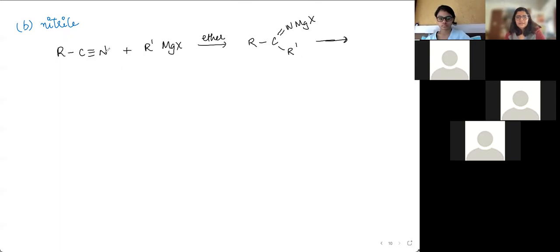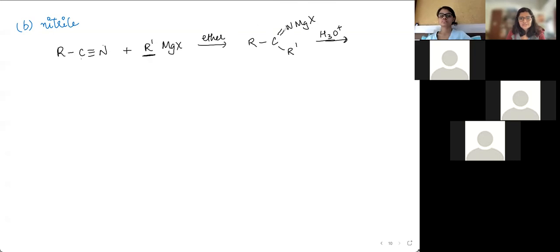So nitrile with Grignard reagent in the presence of ether. It's a direct addition again. When you had taken DIBAL-H, SnCl2 and HCl, sources of hydrogen, hydrogen was added there. But since you want to add an alkyl group, we are taking Grignard reagent. Again, the same thing is happening. So R dash is being added over here and MgBr is adding over here. And this is the intermediate that you get.